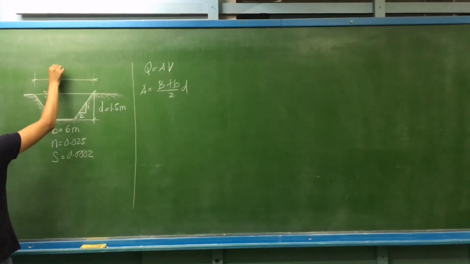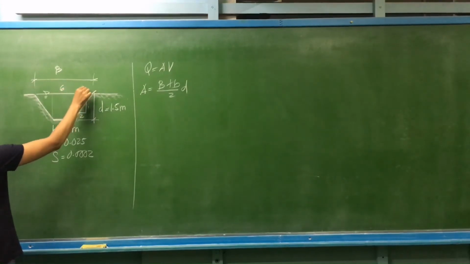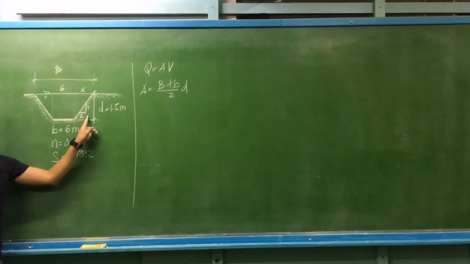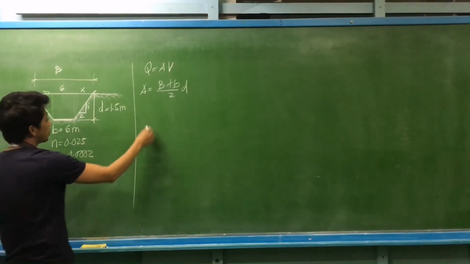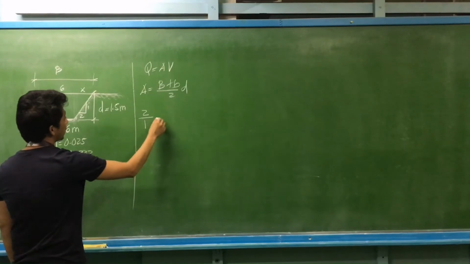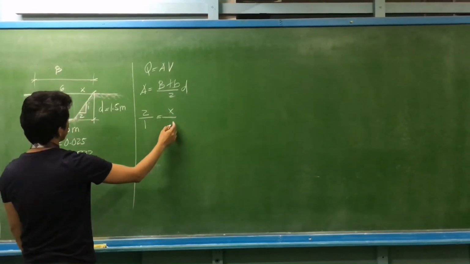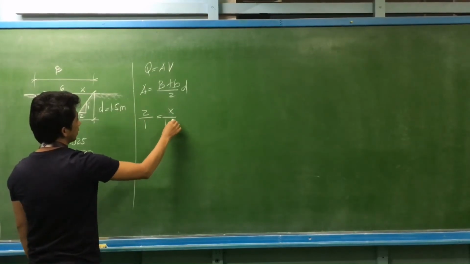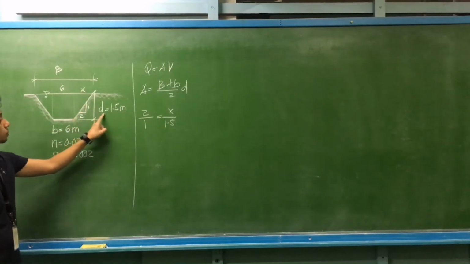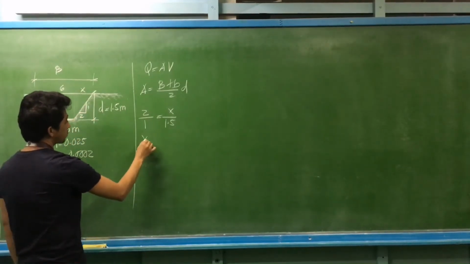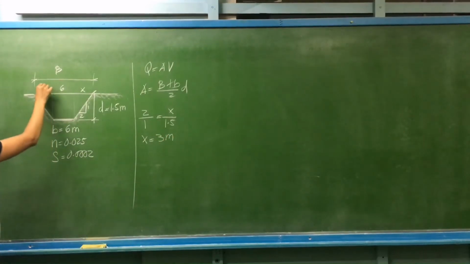So let's say this is B, which is the same as 6 meters. Let's say this is X. Since the slope is given as 2 horizontal, 1 vertical, the horizontal dimension is X and the vertical is the depth, 1.5. So 2 horizontal is to X, 1 is to D. So we have the X dimension equal to 3 meters.